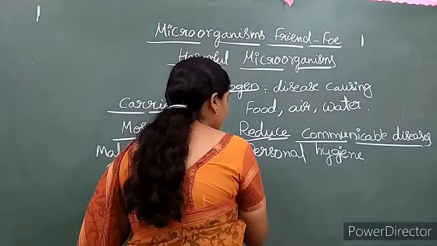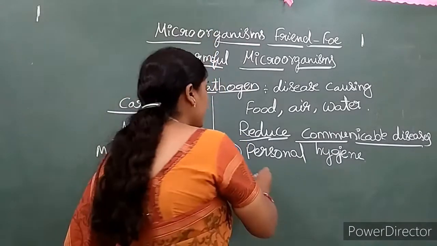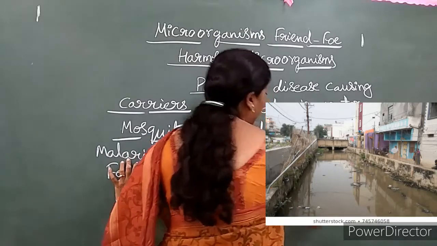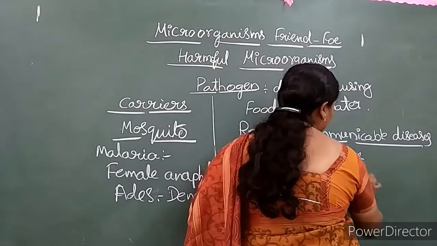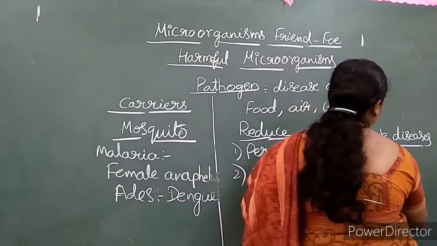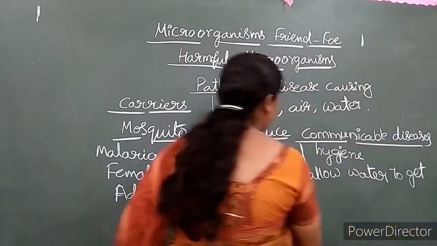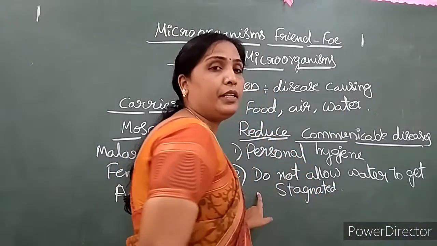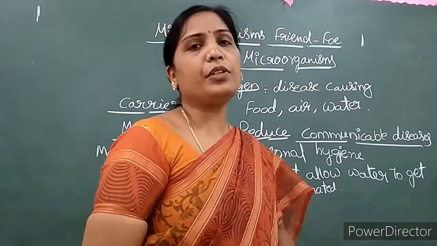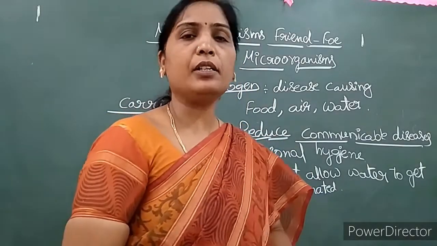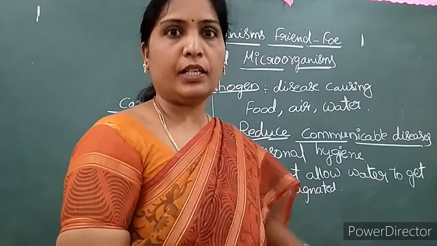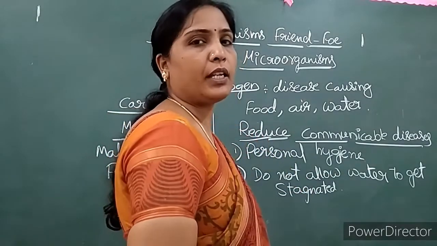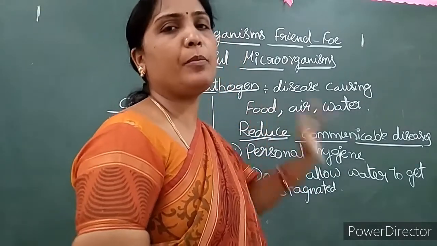So the first thing is personal hygiene. The second thing is do not allow water to get stagnated. And the third one is, while eating food, wash your hands. This all comes under personal hygiene. Already you learnt it. And use mosquito nets. Stop the spread of mosquitoes. These all can save us from communicable diseases.